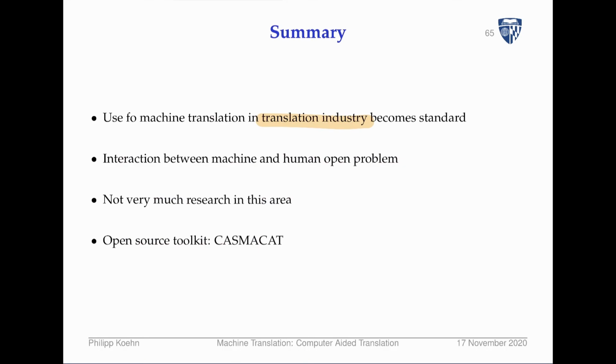However, how to best do the interaction between machines and humans is still an open problem. There's actually not very much research in this area. We had a research project until about 5 years ago called CASMACAT. There's an open source toolkit you can download and install on your machine. You can have the entire thing running on a laptop. This is still operating on statistical MT models. We've done some research on neural MT, but this particular toolkit only uses statistical MT. You can try it out and play with it. So I really encourage you, if you're interested in this area, there's interesting work to be done.